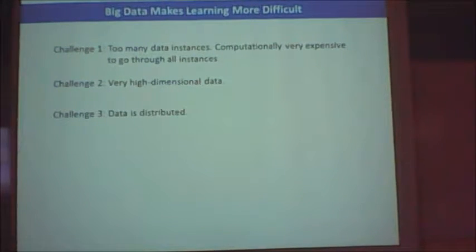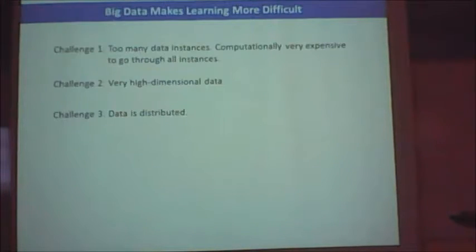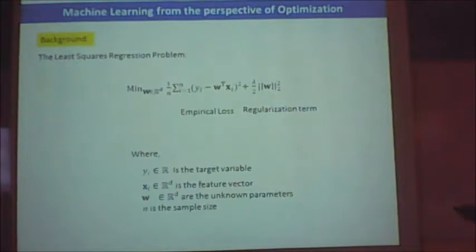Too many data instances, computationally expensive. Let me illustrate this by first looking at what we do for gradient descent. So let's formulate the cost function for this square linear regression. I just simplify what we have seen earlier on. This is of the same form as this one, but without the regularization term. Just to understand basic properties, we throw away the regularization.